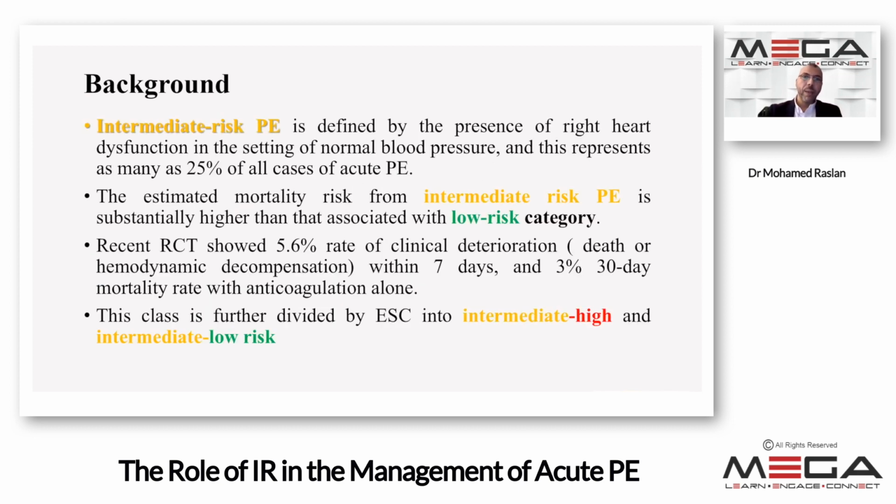The intermediate risk PE is defined by the presence of right heart dysfunction in the setting of normal blood pressure. This represents as many as 25% of all cases of acute PE. The estimated mortality risk from intermediate risk PE is substantially higher than that associated with the other categories. A recent randomized controlled trial showed a 5.6% rate of clinical deterioration in the form of death or hemodynamic decompensation within 7 days, and a 3% 30-day mortality rate with anticoagulation alone. This class is further divided by the European Society of Cardiology into intermediate-high risk and intermediate-low risk.